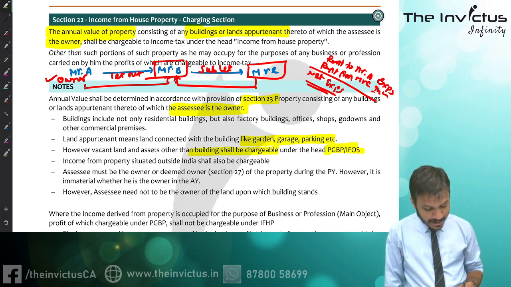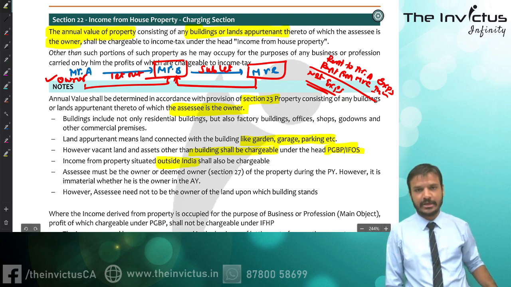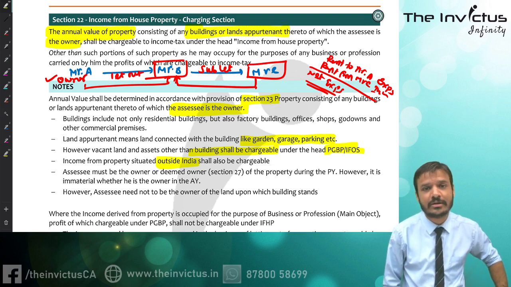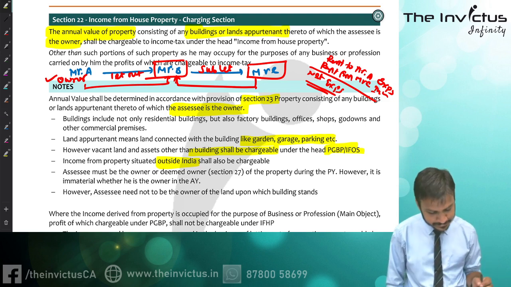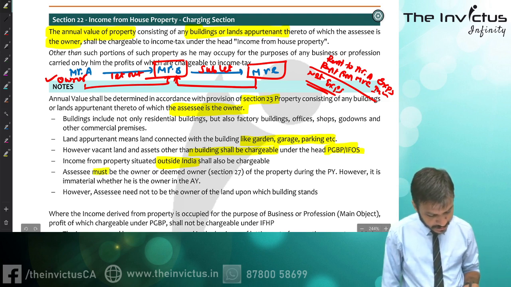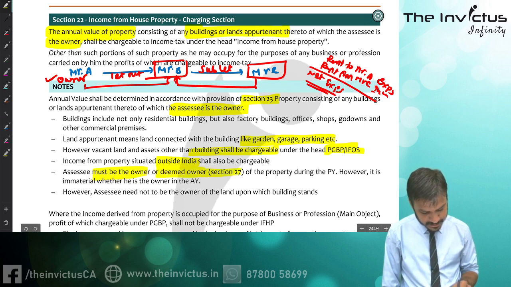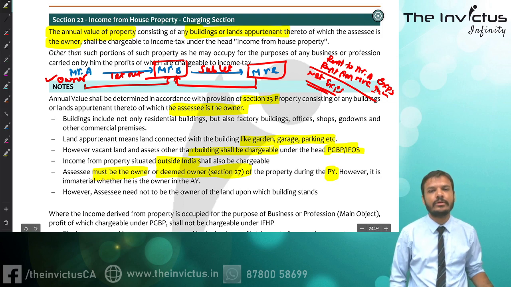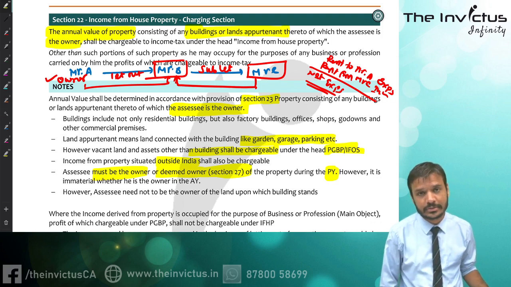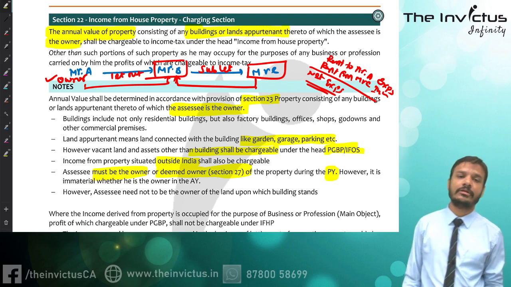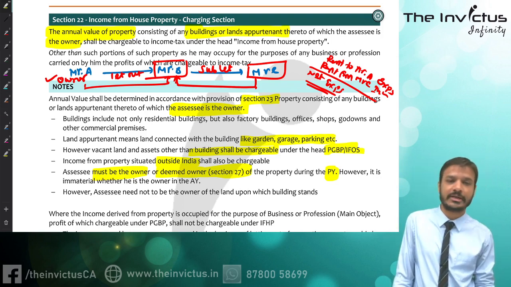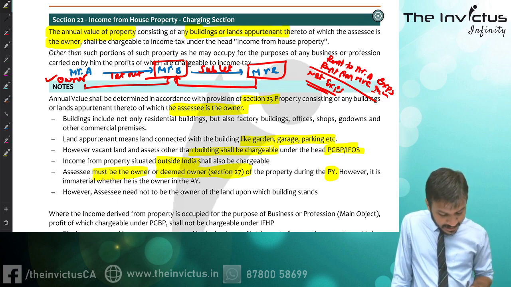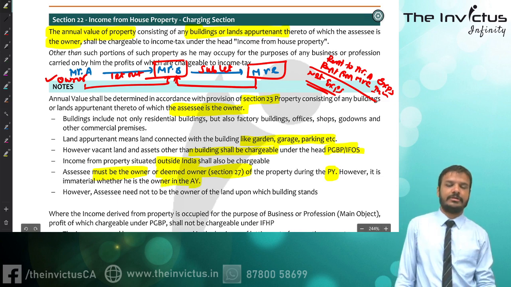Income from property situated outside India shall also be taxable. If I have any property outside India, then the annual value of that shall also be considered under IFHP, right? Assessee must be owner or deemed owner as per section 27 during the previous year. During the previous year, I must be the owner if I want that income to be taxable under IFHP. It is immaterial whether he is the owner in the assessment year.